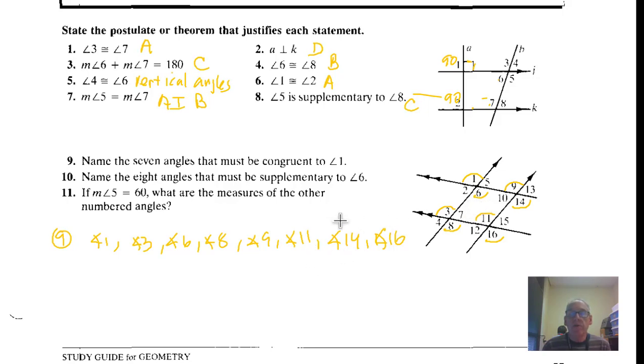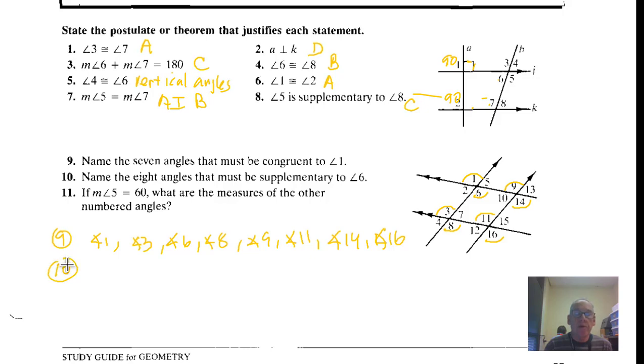Now, the angles that have to be supplementary to angle 6, if we look at the diagram the way we have it marked up, all these other adjacent angles make linear pairs. So all the angles that we don't have marked from number 9 are going to be the angles that are supplementary to angle 6, because angle 6 is congruent to angle 1. If they're supplementary to angle 1, they're also going to be supplementary to angle 6. So these other angles are the angles that are going to be supplementary angles.